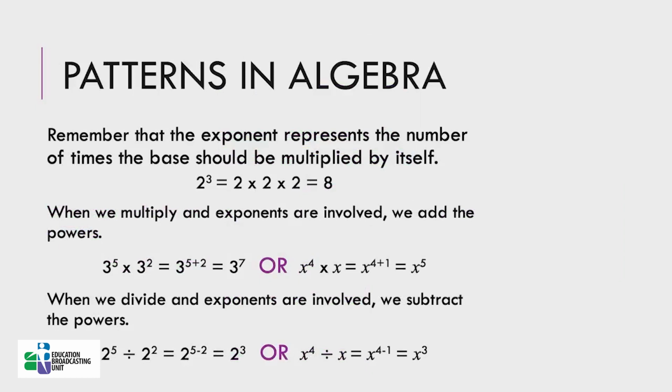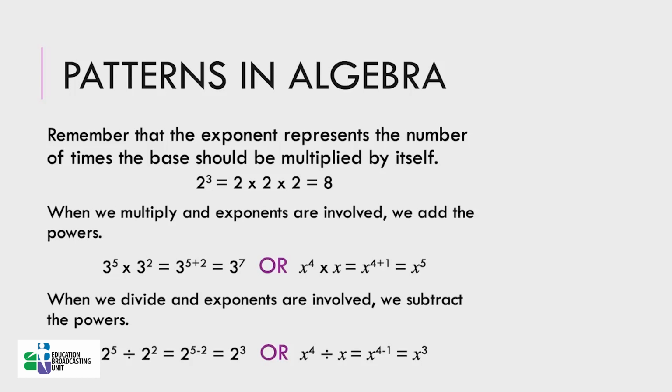There are patterns in algebra that we need to pay close attention to. Remember that the exponent represents the number of times the base should be multiplied by itself. When we multiply the same base and exponents are involved, we add the powers. Those are also what we call indices. So in our example here, we have 3 to the 5th power multiplied by 3 to the 2nd power. That would be equal to 3 to the 7th power.